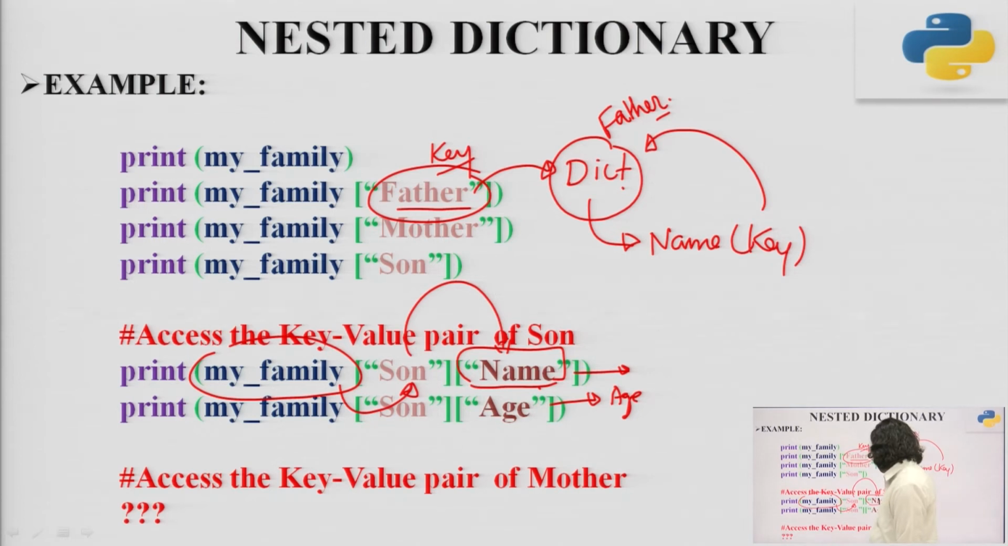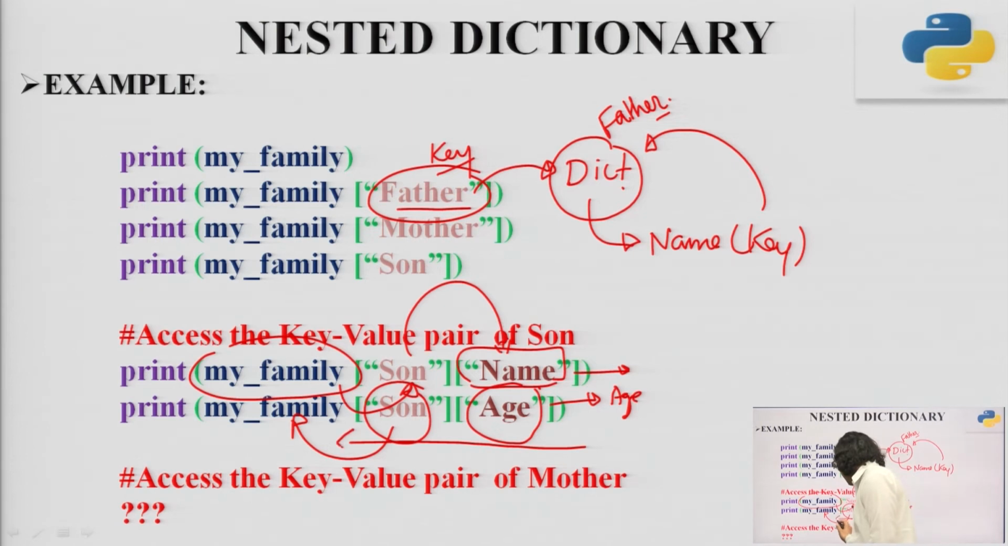It is just like steps or hierarchy. Here you can see this age is the element which is present inside the son, and the son is the element which is present inside the family. So, if you read in the reverse order, what we are asking is the value related to the age which is present inside the son and which is present inside my family. So, the output is ultimately the age of the son.